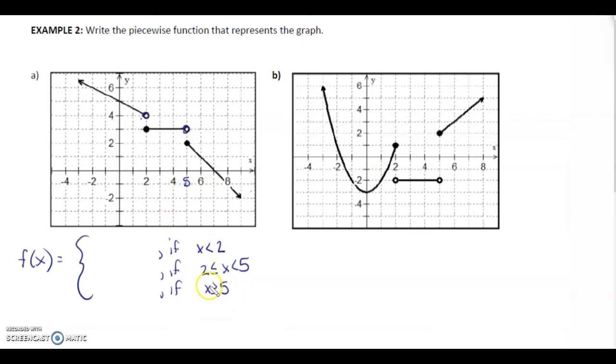Now we have to come up with equations for these 3 sections. So let's take a look at the first one. Okay, this is a line. I'm going to just do rise over run. So rise is -1, run is 2. Okay, so we know that that's going to be the slope, -1 over 2 x. Now, what is the y-intercept? 5. So it's going to be plus 5.